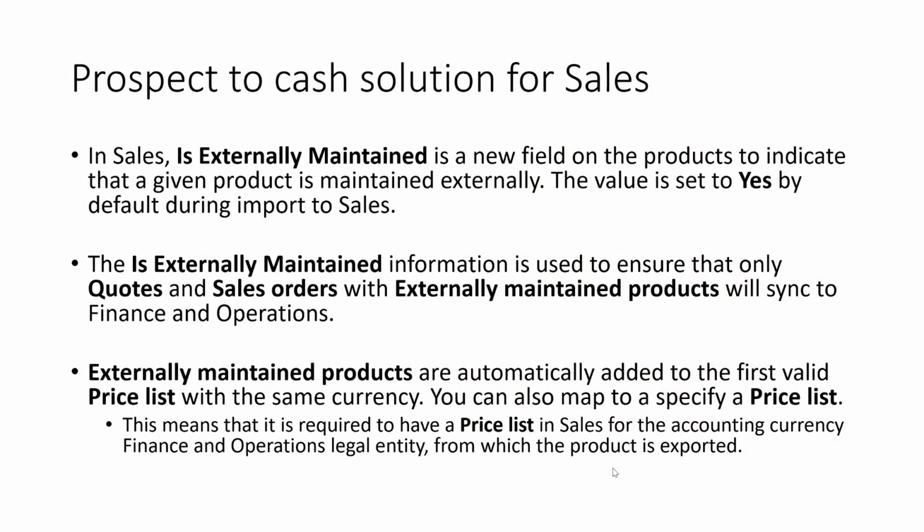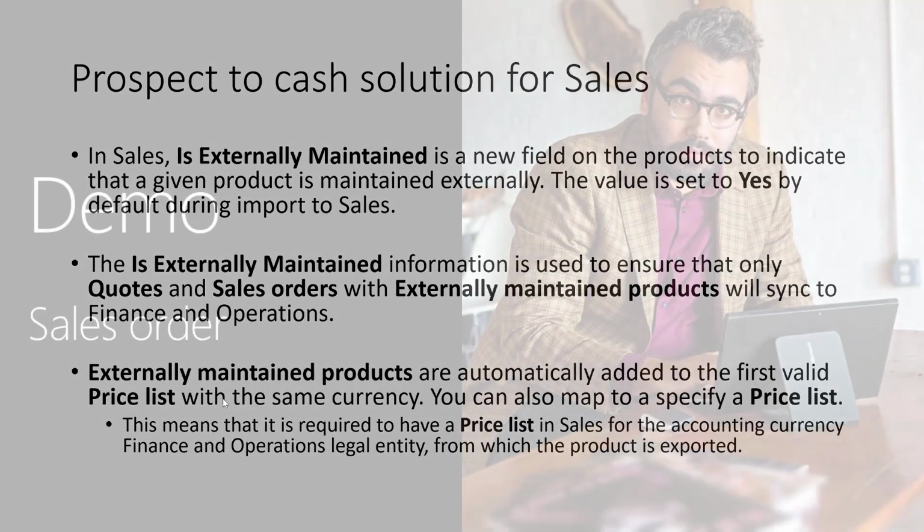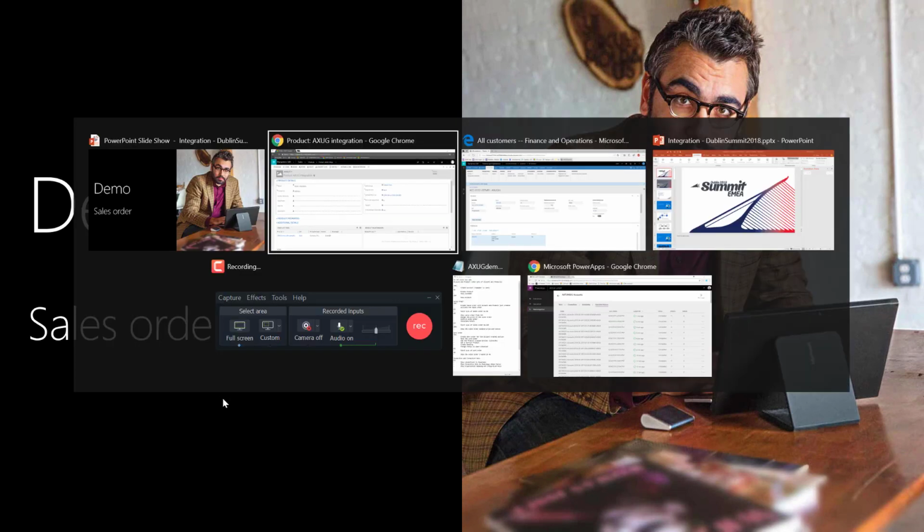Did I get through this? Yes, so I think I covered the is externally maintained here. We use this on the sales orders as we discussed. And then we also have this check that we can only synchronize externally maintained products on the sales orders. So I think we have all of that. So with that, let's try to synchronize a sales order.